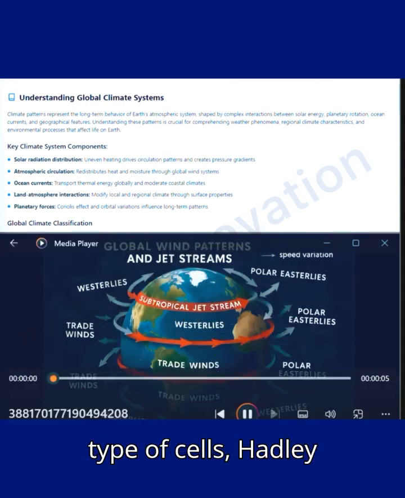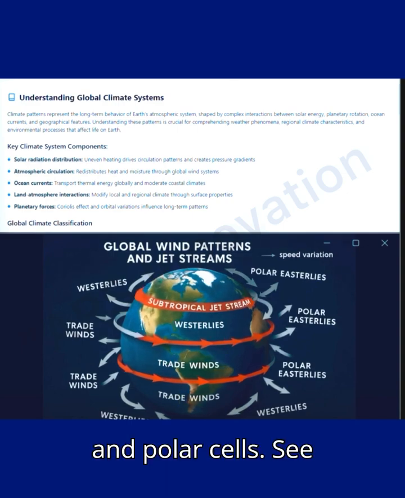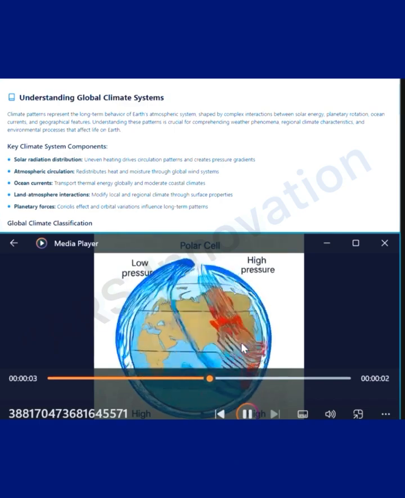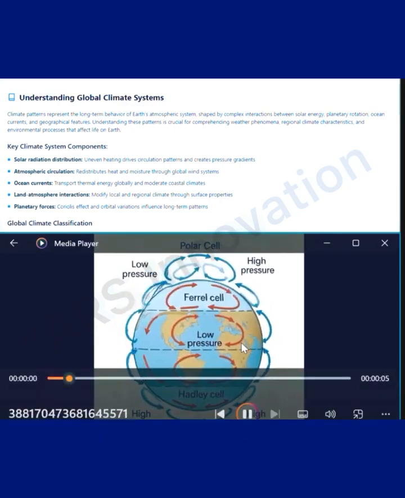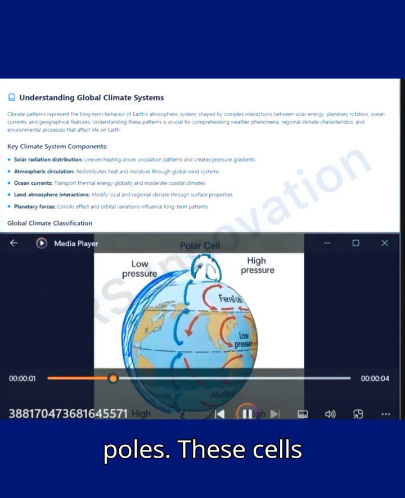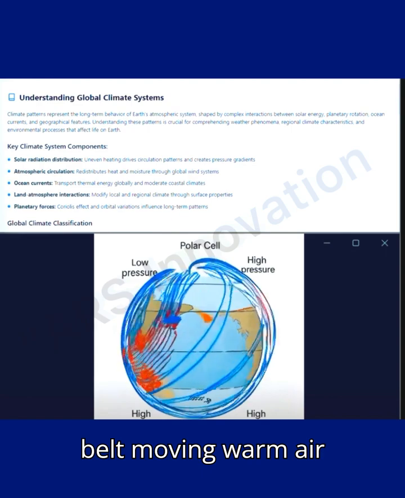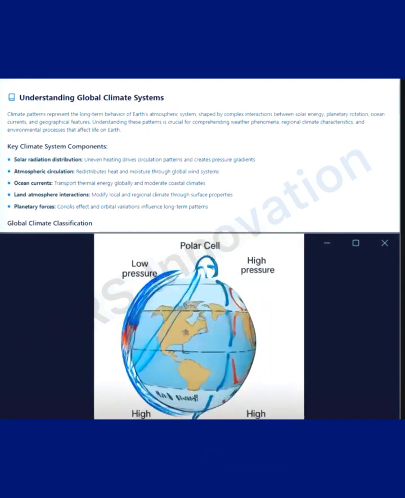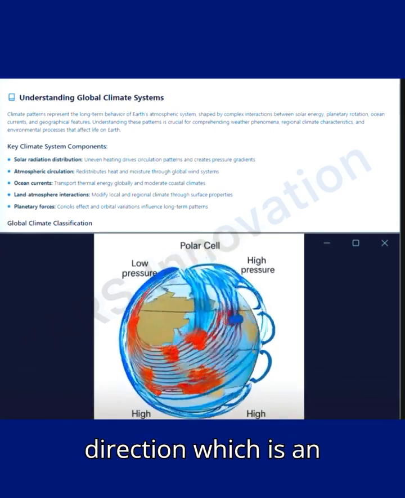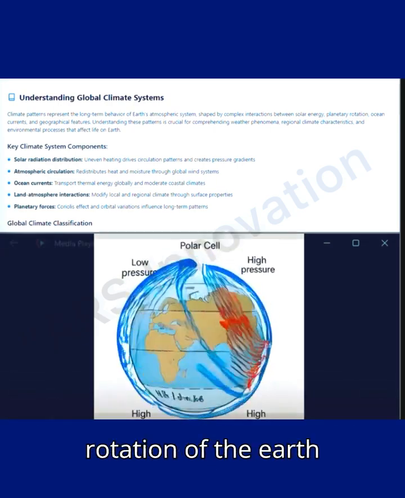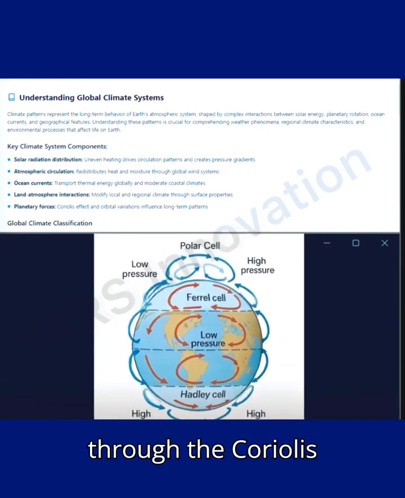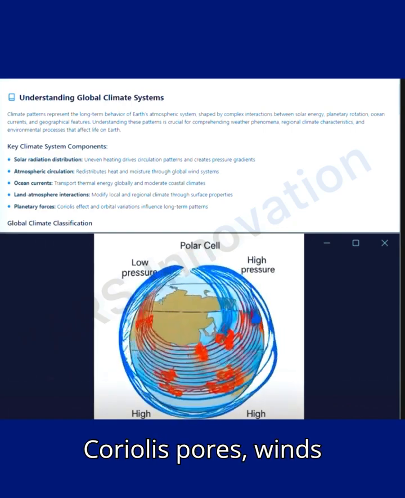There are three types of cells: Hadley cells, Ferrel cells, and polar cells. See, the Hadley cells are present in the equator region, Ferrel cells in the mid latitudes, and polar cells near the poles. These cells work like a conveyor belt moving warm air poleward and cool air equatorward. Additionally, the rotation of the earth influences wind direction, which is an important point you need to note. This rotation influences wind direction through the Coriolis effect.